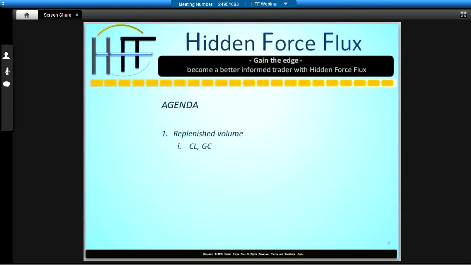So let's look today at some special situations where there is a high replenished volume, and we'll look at two instruments, crude oil and gold. But before we do that, let's first discuss very briefly what replenished volume really is for those who might not have a very clear idea.